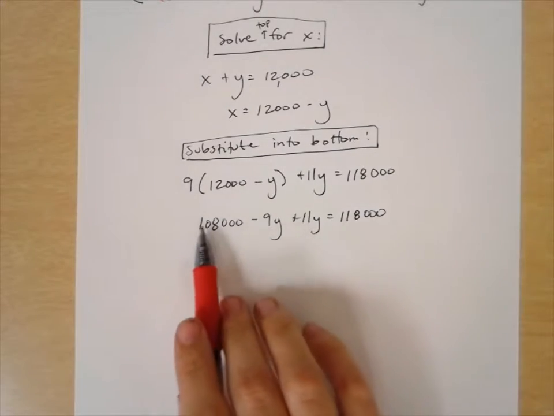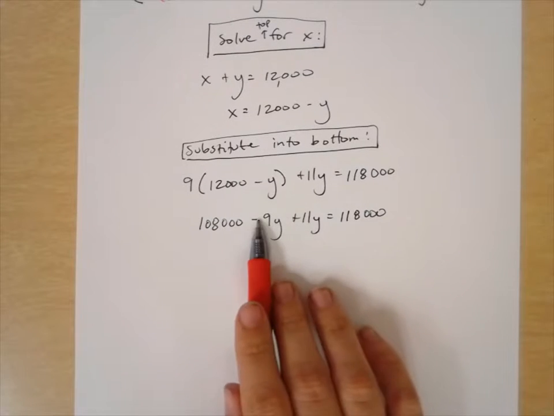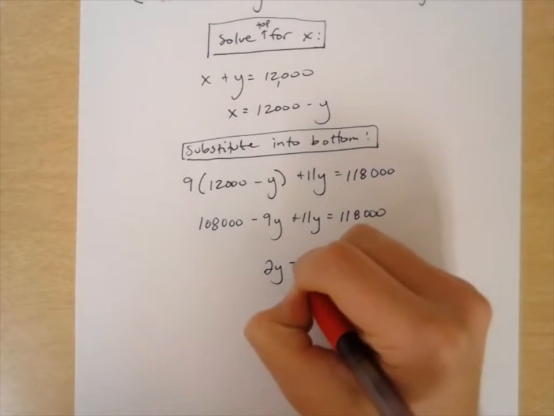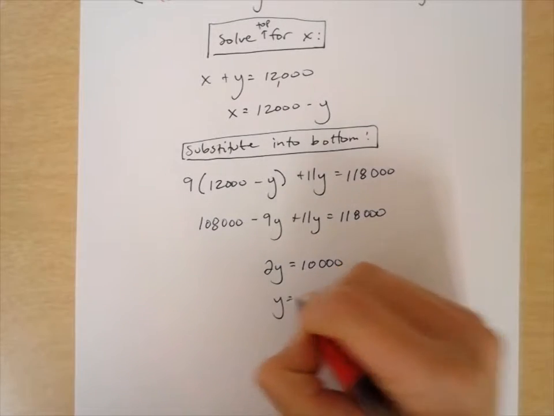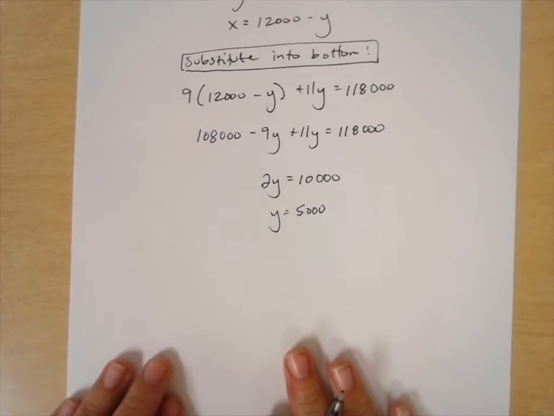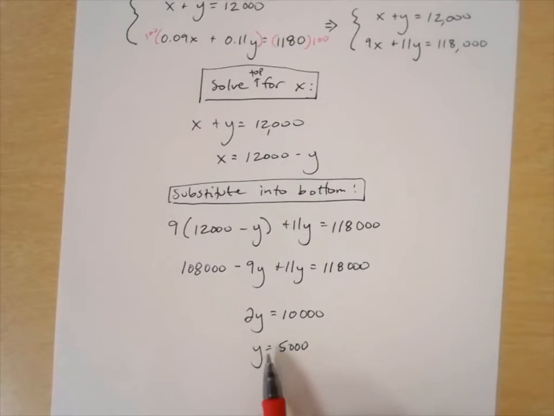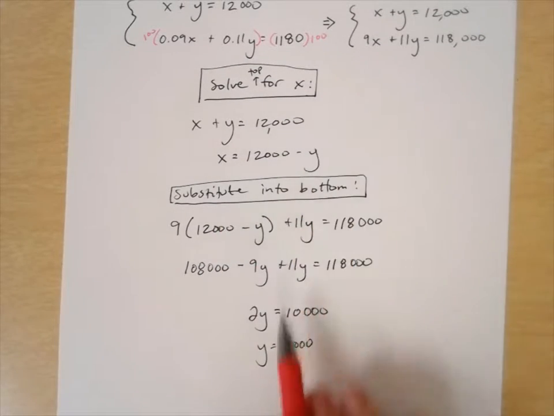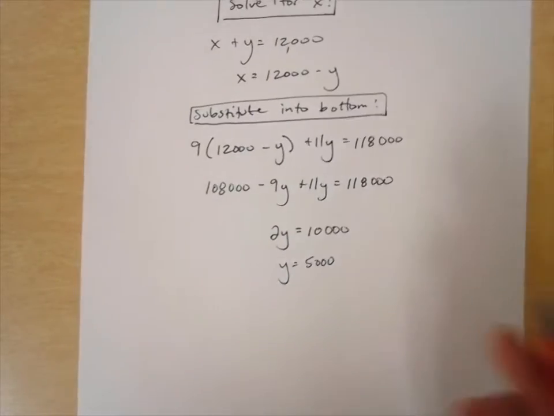I'm going to subtract my 108,000 from both sides, and I'm going to combine my negative 9y and my 11y. And when I do all that, I'm going to get 2y equals 10,000. Y equals 5,000. Fantastic. We've done half of our work. Now what we can do is take this and substitute it into the one that we solved for x, because now we can just put y right there, that 5,000 right there, and get x super fast. And let's do that.